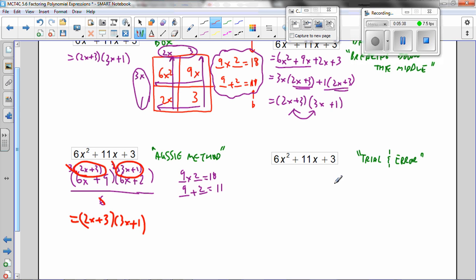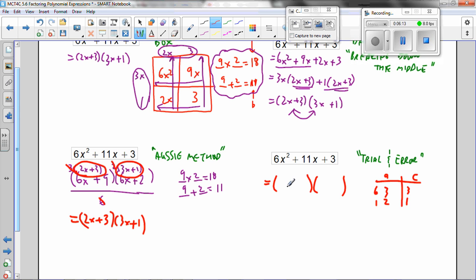Finally, we've got the trial and error. The trial and error method is kind of like the least amount of work, but you have to have lots of thinking. So this is the idea of, I know these two numbers have to multiply up to get A. So A is 6, 6 and 1, and 3 and 2 are the cases. And then these two numbers have to multiply to get C, which is 3, right? And there's only 3 and 1. There's not many cases. And so I think about going through the combinations.